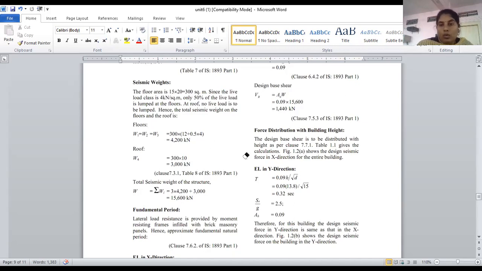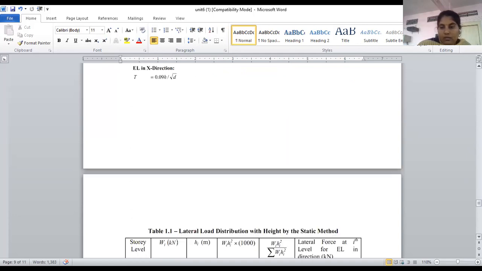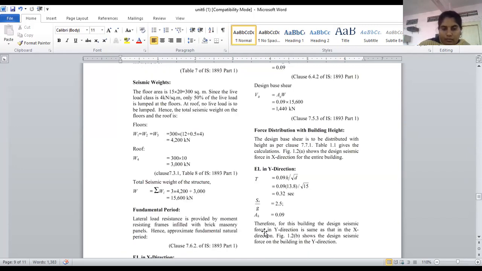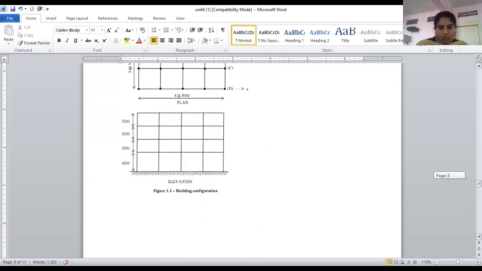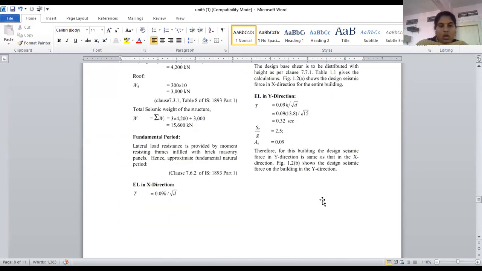Okay, I hope all of you have cleared how to calculate the seismic weight of the building with respect to the floor area, with respect to the live load and the dead load which is given in the problem. Now we'll move towards the next step, that is the calculation of the time period, the fundamental time period. So how to calculate the fundamental time period, that already you know.